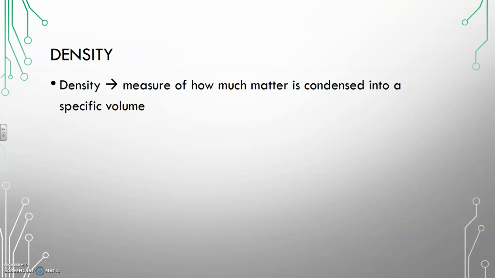Density is a measure of how much matter is condensed into a specific volume. It's a measure of how many atoms are shoved into one specific area. Density is calculated by taking the mass and dividing it by the volume. So density equals mass divided by volume, or shortened, capital D equals M divided by capital V.